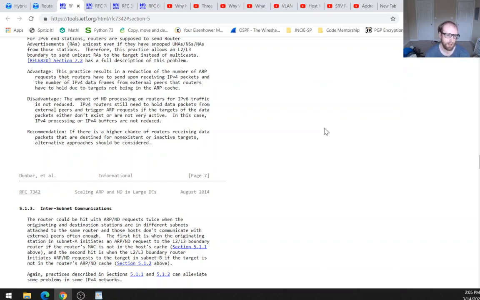Recommendation: if there is a higher chance of routers receiving data packets that are destined for non-existent or inactive targets, alternative approaches should be considered.